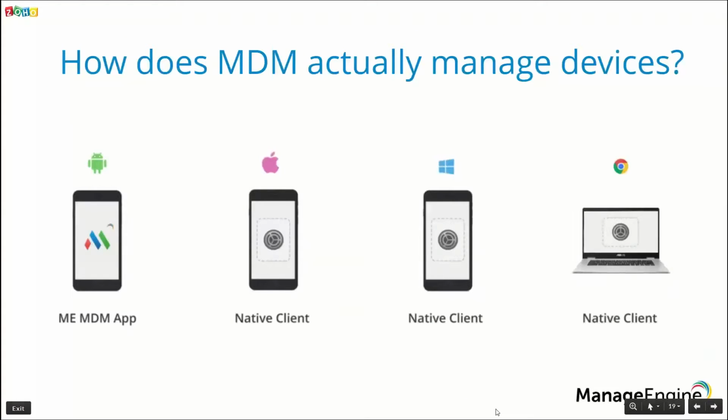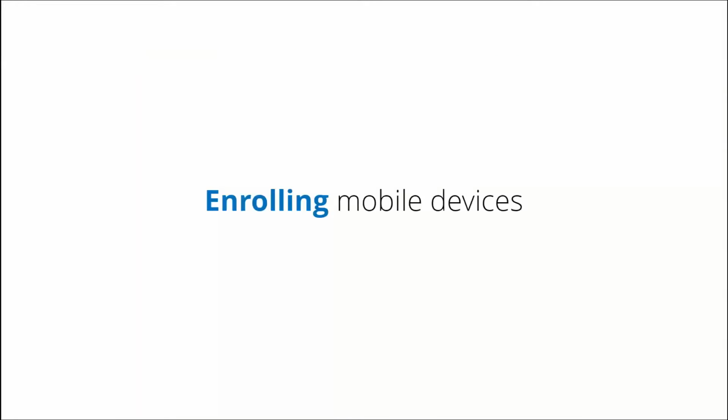So how exactly does MDM manage the devices? For Android devices, the MDM mobile application will get installed on the device, and that acts as the management tool. Whereas for the other operating systems like Apple, Windows, and Chrome OS devices, they already have a device management capability available. So MDM just leverages that option and manages them.